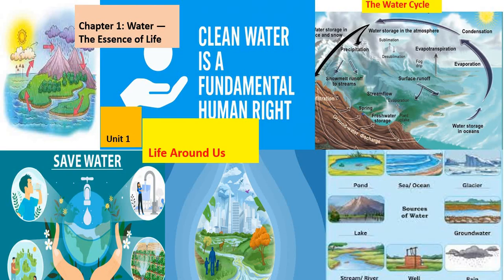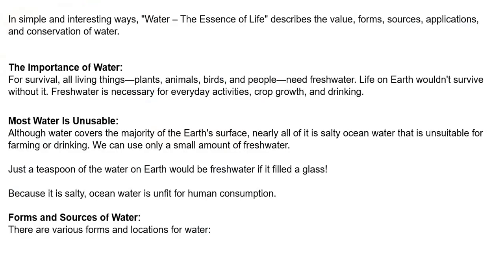The name of the book is Wondrous World Class 5 EVS. We will do Unit 1 today, that is Life Around Us, Chapter 1 Water, the Essence of Life. I have summarized the full chapter in my own words in a very simple language. In simple and interesting ways, water, the essence of life, describes the value, forms, sources, applications, and conservation of water.